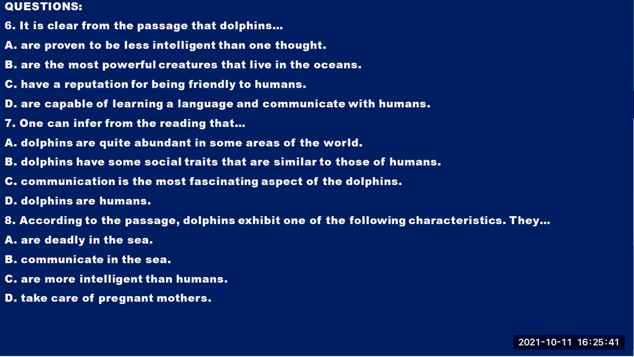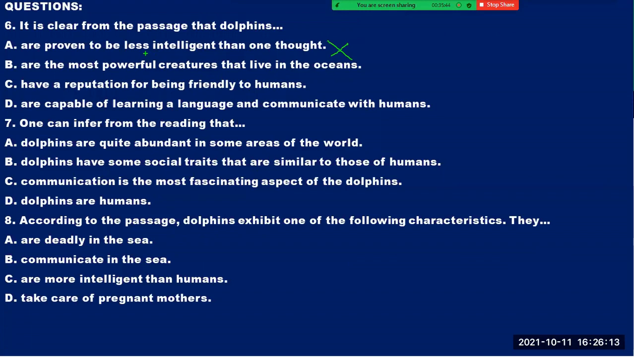We look for the answer by using the context clues. Now, question number 6. It is clear from the passage that dolphins, A, are proving to be less intelligent than one thought. Well, this actually contradicts the information. We were not told that dolphins are less intelligent. No. So we can eliminate that.